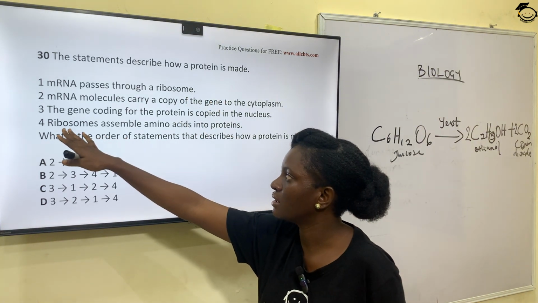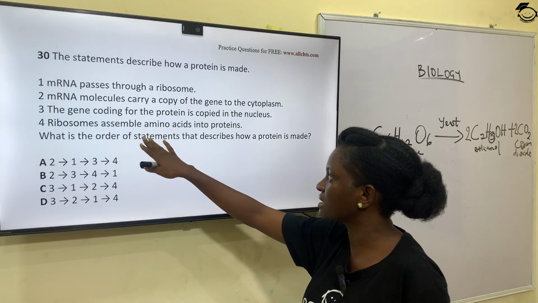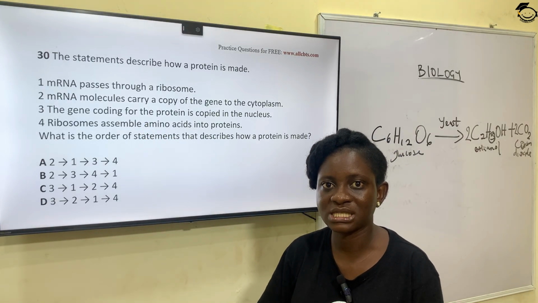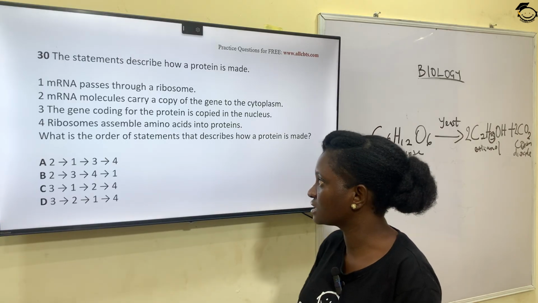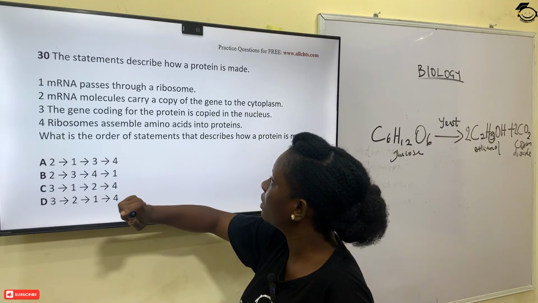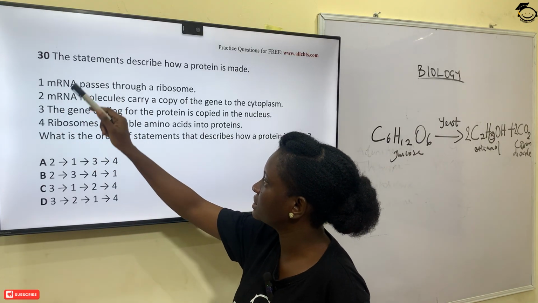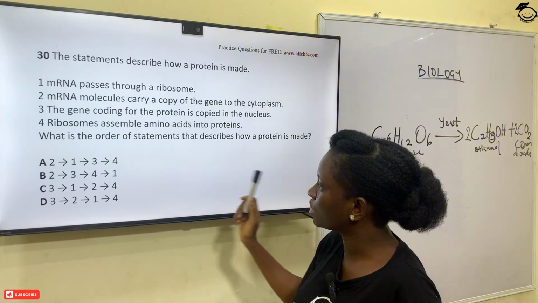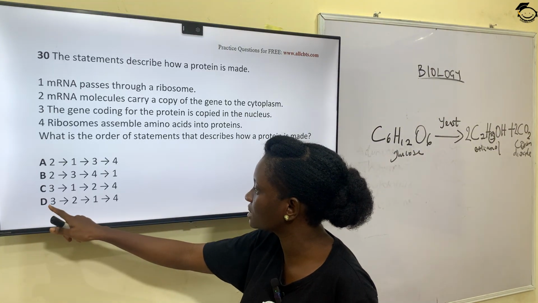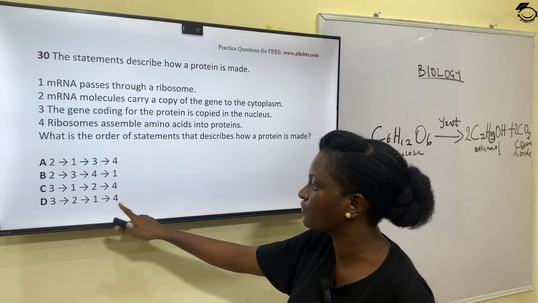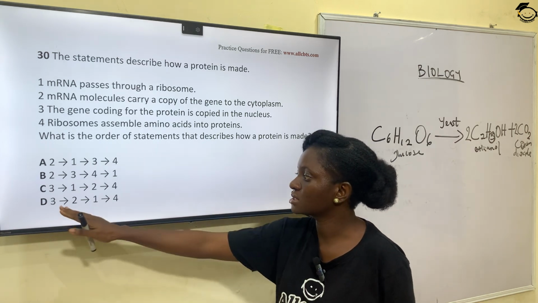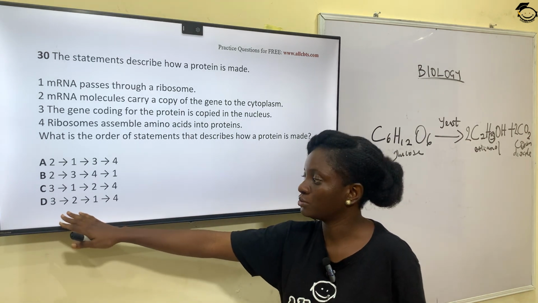And we see the final one, ribosome assembles amino acids. So the smaller units of protein, amino acids, are assembled, and then protein is formed. So let's look at that order. We have 3, 2, 1, and 4. So which option has this order of sequence? We have 3, 2, 1, and 4. That is option D. So the correct answer to this question is 3, 2, 1, and 4, option D.